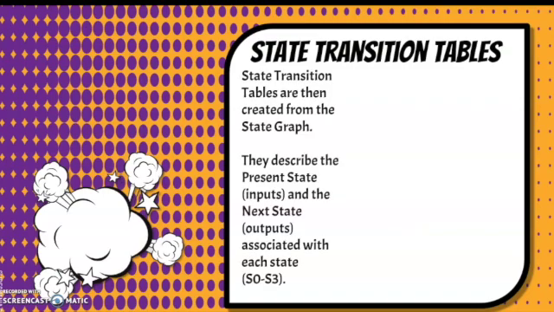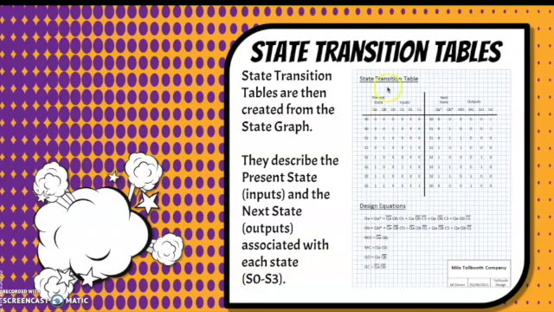So a state transition table is created from the state graph. They describe the present state, or the inputs, and the next state, the outputs that are associated with each state. So you'll see that this is essentially a T-chart. On the left, we have present state and inputs, and then we have next state and the outputs. And then we have S0, S0, S1, S1, S2, S2, S3, S3, and over here on the outputs, S0, S1, S1, S2, S2, S3, S3, and S0.